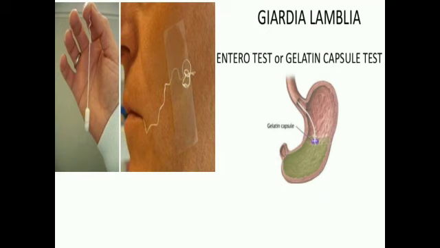Then the capsule will dissolve in the stomach, and the string, due to its attached weight, moves down to the duodenum and jejunum. The string is allowed to remain in the intestine for at least 2 to 4 hours, or sometimes overnight, while the patient is fasting. Then we remove the string, and the bile stained mucus is collected on a glass slide and examined under the microscope for the detection of trophozoites. So that is all about Giardia Lamblia.